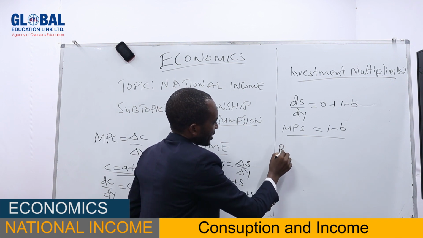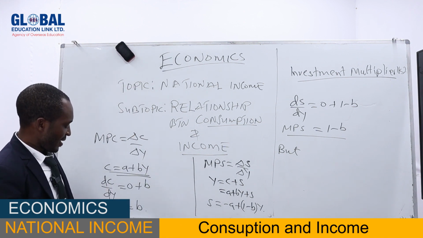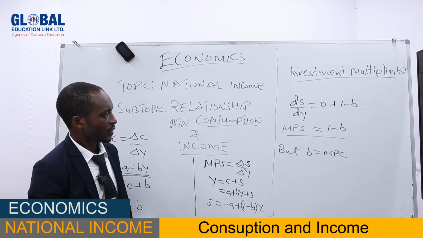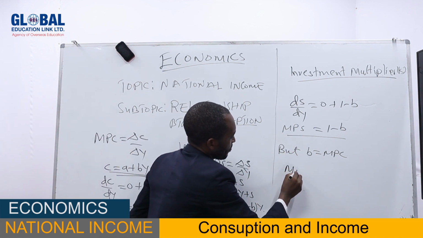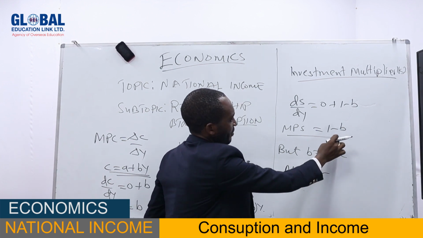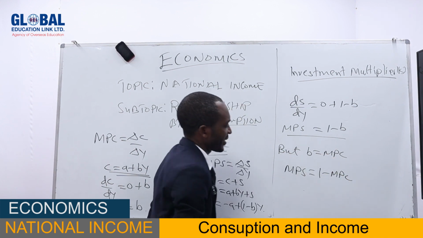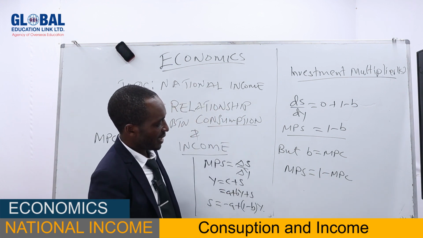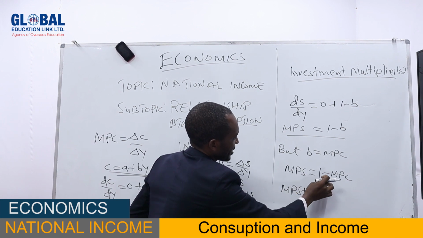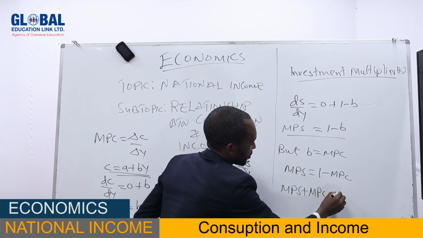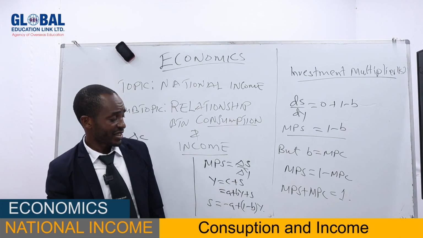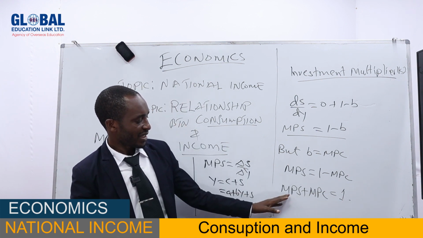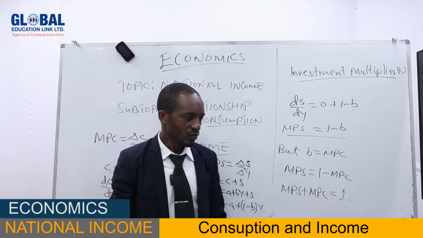Also, we know that B equals MPC. So you can substitute in this equation, MPS will be equal to 1 minus, instead of writing B, you can put MPC. So MPS will be equal to 1 minus MPC. Now when this one comes to the left side, it will be MPS plus, since it's negative, when it comes to this side it will be positive, MPC equals 1. So if we are asked to show the relationship between marginal propensity to save and marginal propensity to consume, the answer will be equal to 1. So when you take the summation of MPS and MPC, the answer is equal to 1.